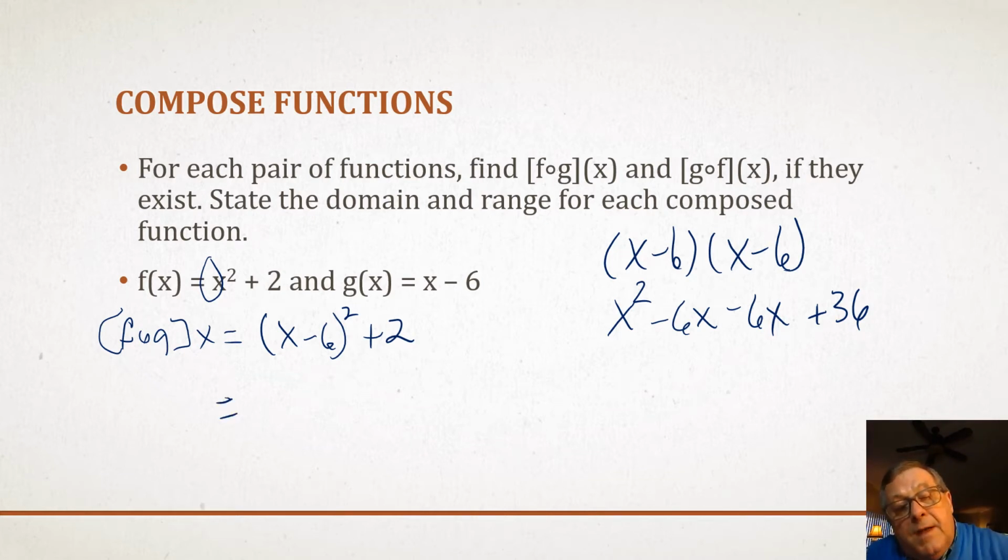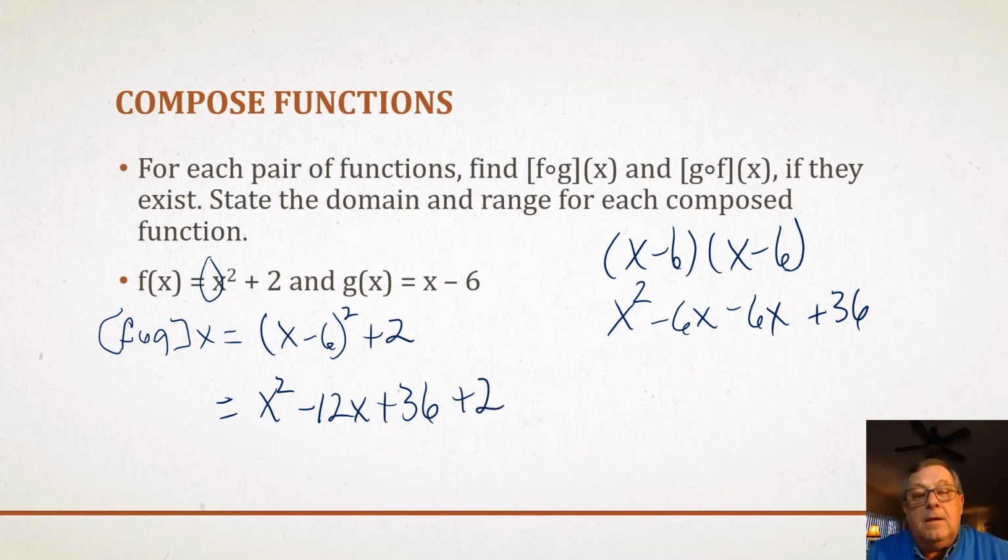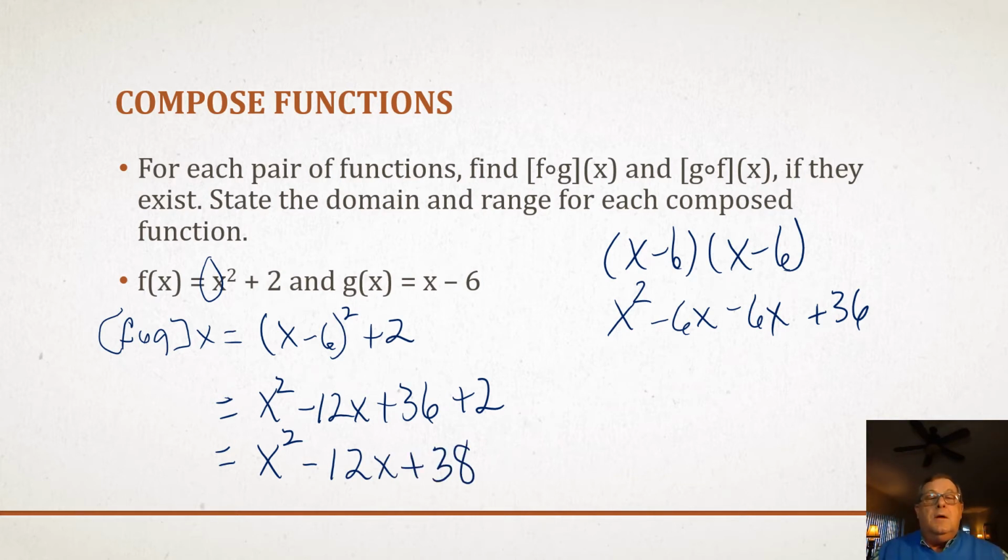And now we're just going to enter that, and we'll do a little bit of combining of like terms. So negative 6x then is negative 12x plus 36 plus 2. And let's finish combining the like terms. And so f of g of x equals x squared minus 12x plus 38. All right, so on the next slide, I have graphed f of g, x squared minus 12x plus 38, and we're going to take a look and describe the domain and the range.